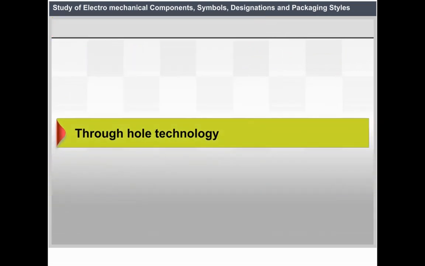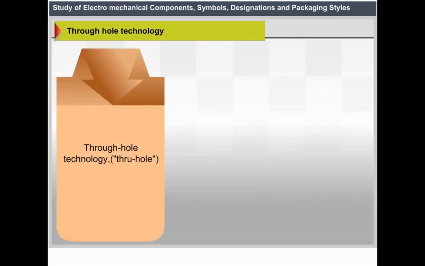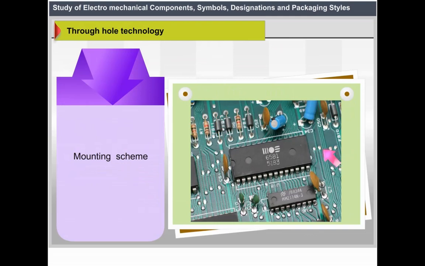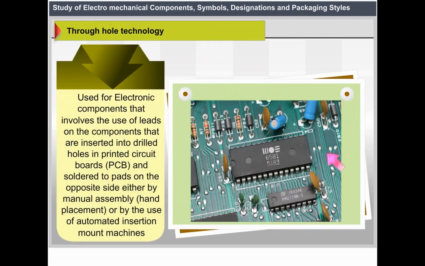Through-hole technology. Through-hole technology is a mounting scheme used for electronic components that involves the use of leads on the components that are inserted into holes drilled in the printed circuit boards and soldered to the pads on the opposite side, either by manual assembly, hand placement, or by the use of automated insertion mount machines.